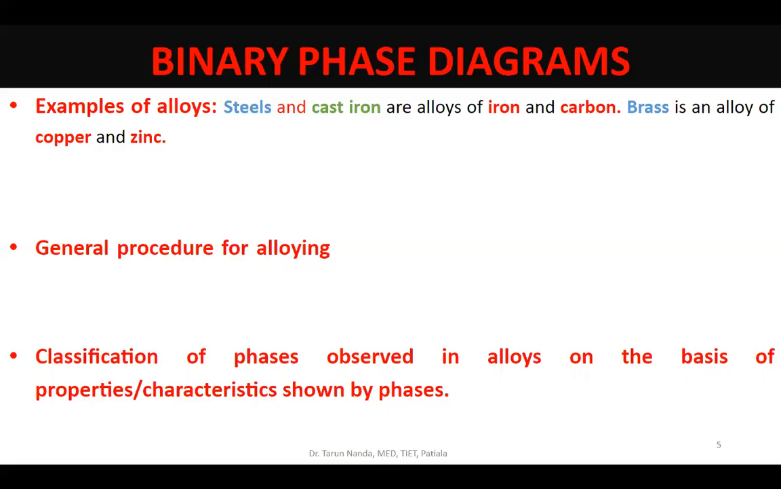What's the general procedure of alloying? There are many methods which are used for forming alloys. Sintering is there, sublimation is there, but the most important method is simple melting. And what do we do in here? We take all the constituents. The constituent which has the highest melting point is melted first in the furnace, and then the other constituents are added to it. We stir this mixture and we form a homogeneous liquid solution.